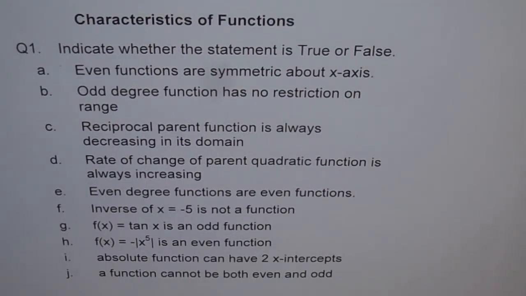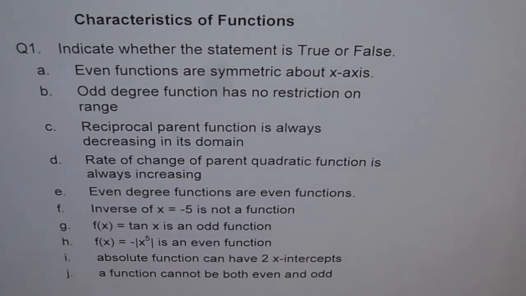C. Reciprocal parent function is always decreasing in its domain. D. Rate of change of parent quadratic function is always increasing. E. Even degree functions are even functions. F. Inverse of x equals to minus 5 is not a function. G. f of x equals to tan x is an odd function.